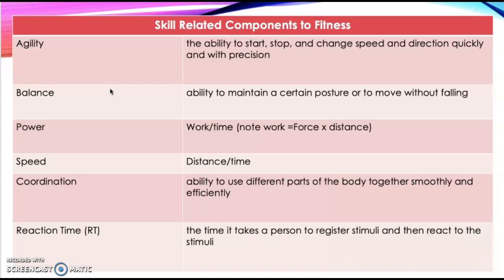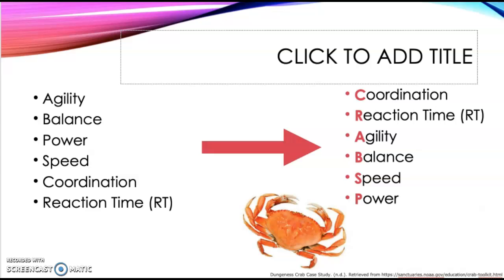And so I came up with this little acronym to remember it. So you can remember crabs P. All right, everybody pees, so of course crabs pee. But C, coordination, R, reaction time, A, agility, B, balance, S, speed, P, power. Crabs pee. So think of that when you're thinking of the skill-related components of fitness.